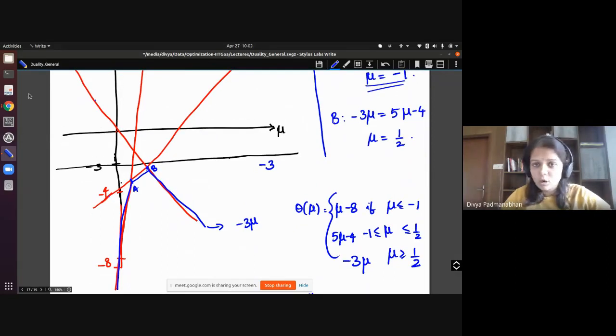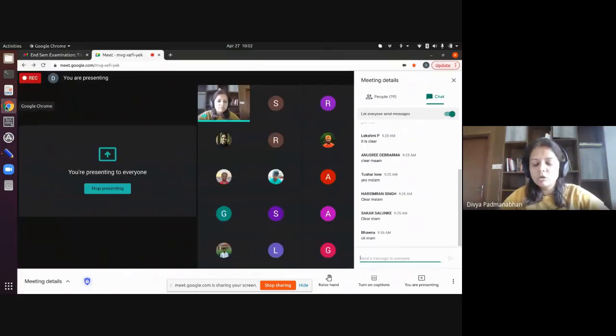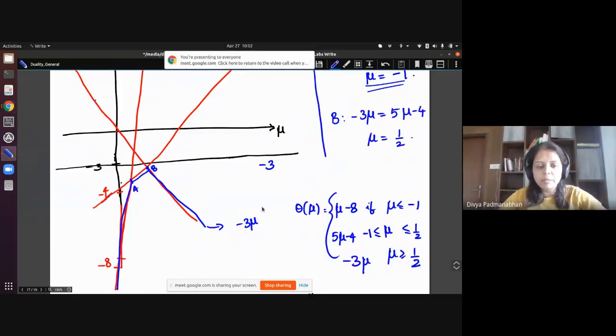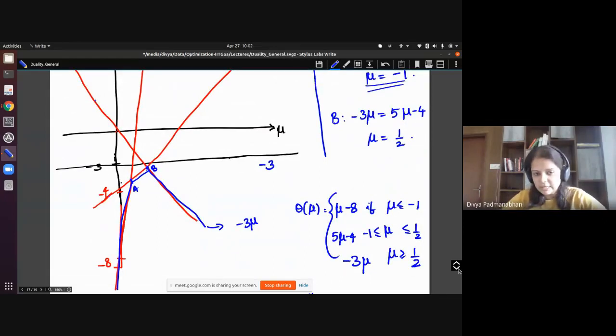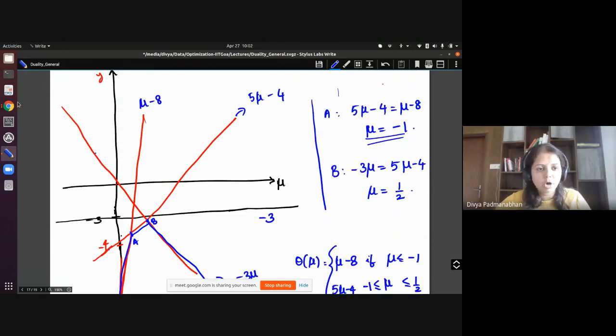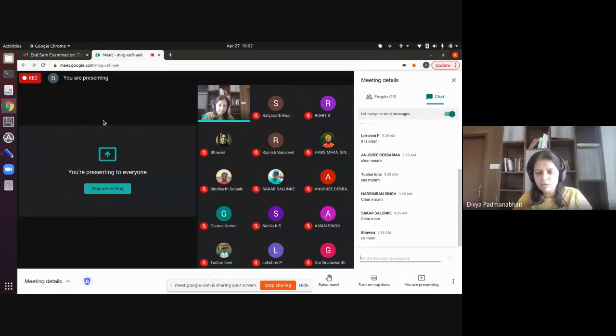Okay, so I think we are out of time. We are much ahead of time. So what I'll do is we'll just wrap up here. So next class, I'll tell you some sufficient conditions when strong duality holds. Okay, and then we'll see an example of how you can use the dual to construct a primal solution as well.